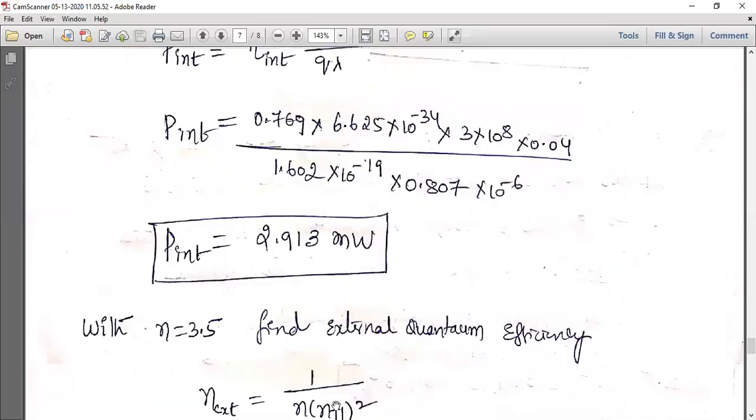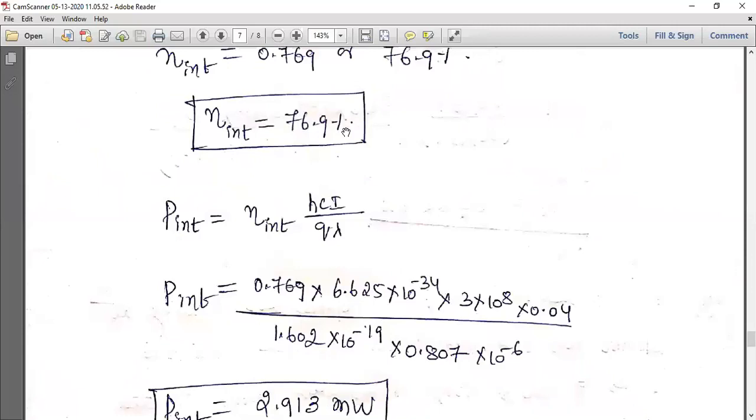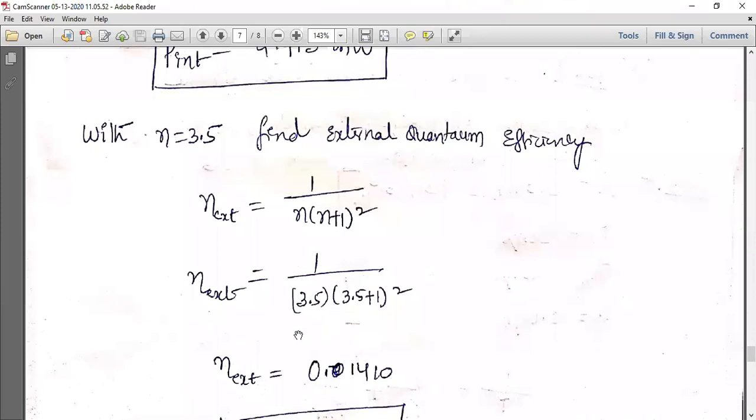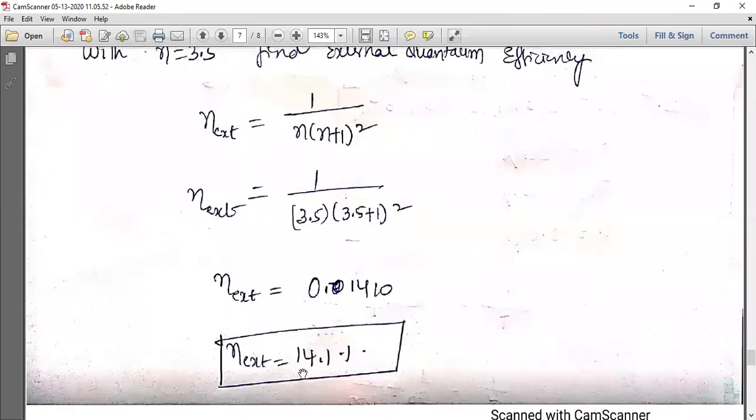So the internal quantum efficiency is 76%. That means 76% of the electrons and holes injected into the active layer are converted to light. So out of 100 electron and hole pairs, 76 generate light. That is the meaning. When you come to the external efficiency, it is only 14%.